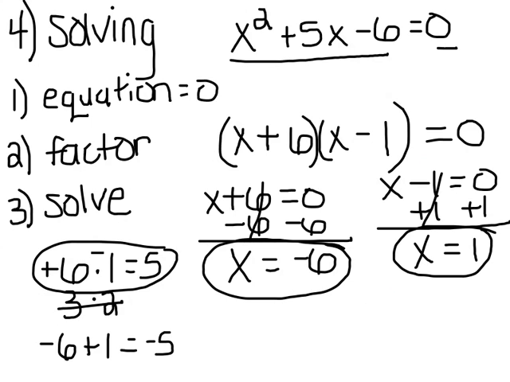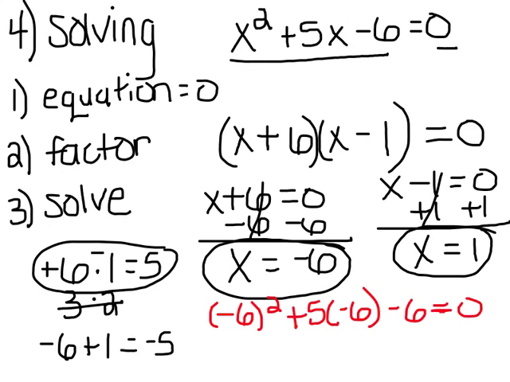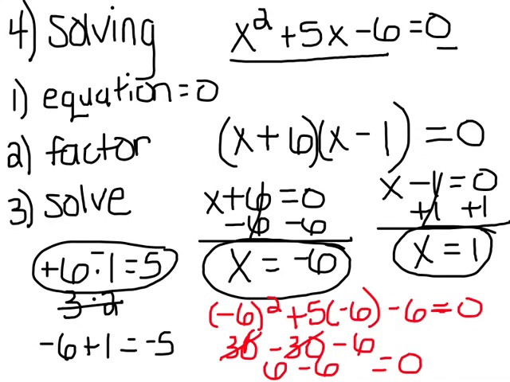Now, we can check our work by plugging this into our original equation. If we have a negative 6 squared plus 5 times negative 6 minus 6, will this give us 0? Well, negative 6 squared is positive 36. 5 times negative 6 is a negative 30. And we have a minus 6. So 36 minus 30 is 6. Minus 6 is in fact 0.